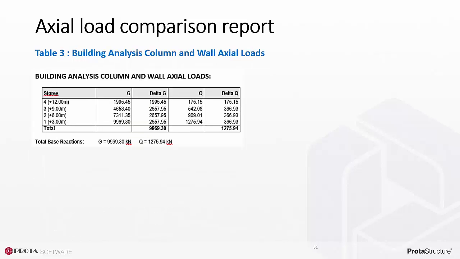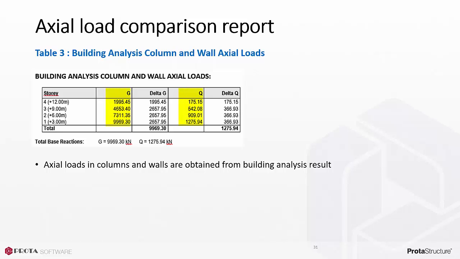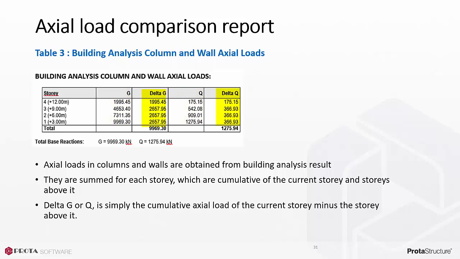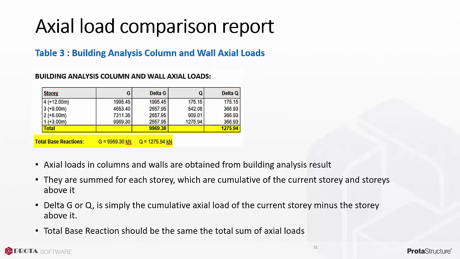Table 3 is building analysis column and wall axial loads. Axial loads of columns and walls are obtained from building analysis result. They are summed for each story. Axial loads are always accumulative, that is cumulative of the current story and all stories above it. Delta G or Q is simply the cumulative axial load of the current story minus the story above it. This is equivalent to the individual story weight. The total base reaction shown should be the same as the total sum of axial loads.